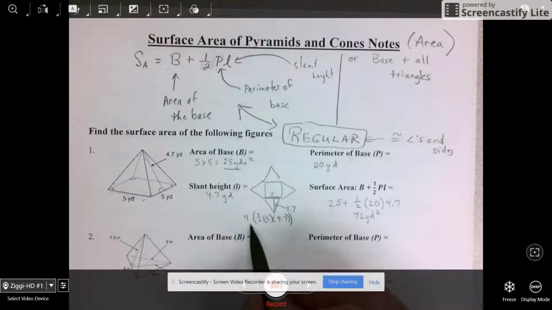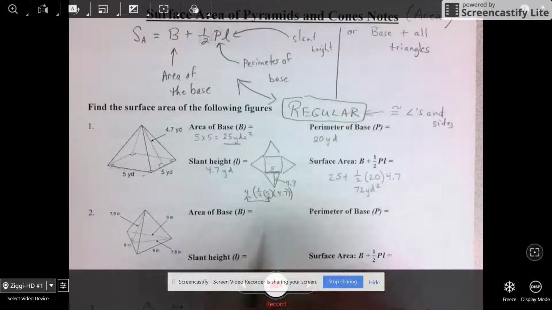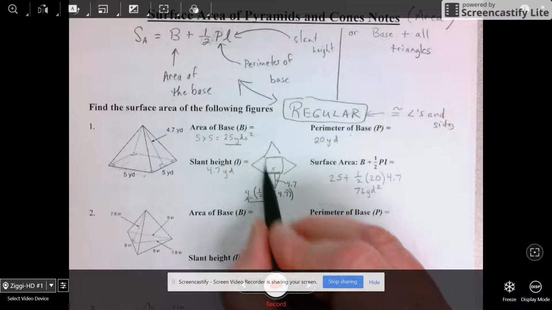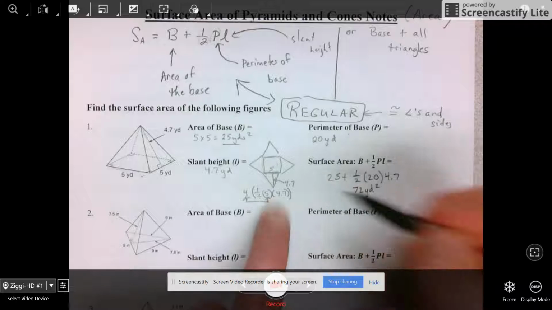Well, I'm going to show you where the formula comes from so you can see it. Some of you might like the understanding part. The perimeter of the square is 20. 4 times 5 is 20. The half comes from the area of a triangle. So this also works. You have 4 triangles that are this way. Some of you like that. Some of you like the formula. I don't care which one you use.